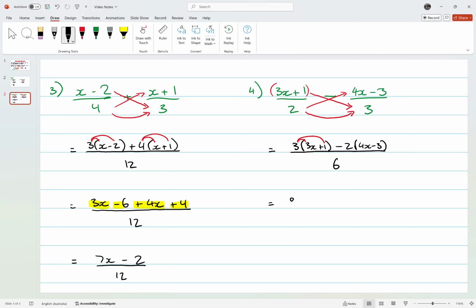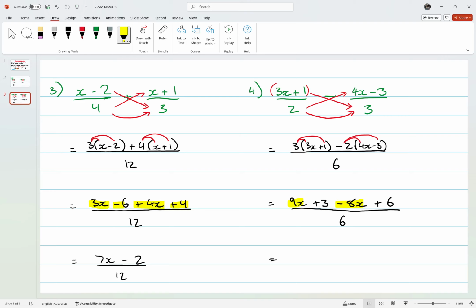3 times 3x is 9x, 3 times 1 is 3, and then expanding the second brackets. -2 times 4x is -8x. And then -2 times -3, we have 2 negatives there. So as we know, multiplying 2 negatives makes a positive, so that's plus 6. And we have that over 6. And last step, let's just simplify it.